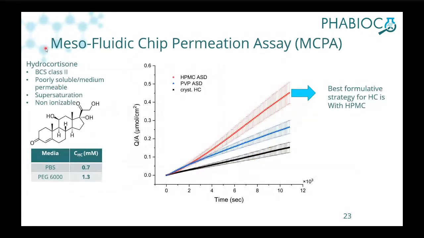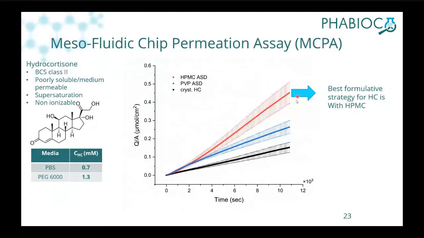We have investigated hydrocortisone because this is a non-toxic BCS class 2 drug, so poorly soluble but medium permeable, and which is known to be subjected to supersaturation when formulated together with hydrophilic polymer. For example, in this case, using PEG 6000, we can achieve an increment in solubilization of almost double for the hydrocortisone. So we formulate hydrocortisone with three different excipients, HPMC, PVP, or the crystal of hydrocortisone, and we co-freeze dry this sample. And we then dissolve this solid dosage form into the MIVO, measure the permeability over time.